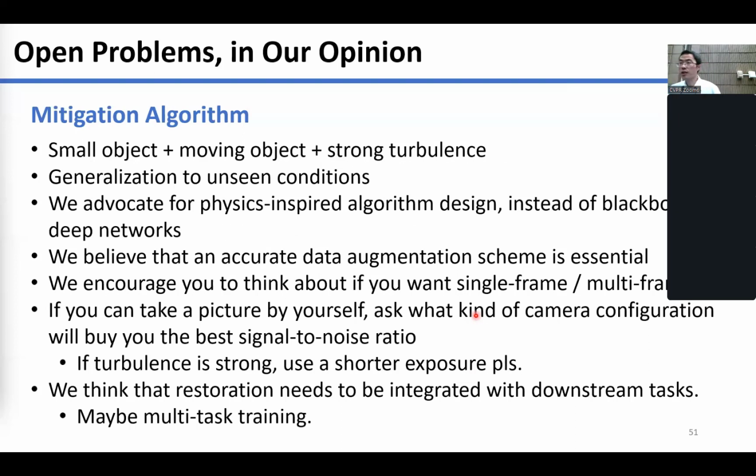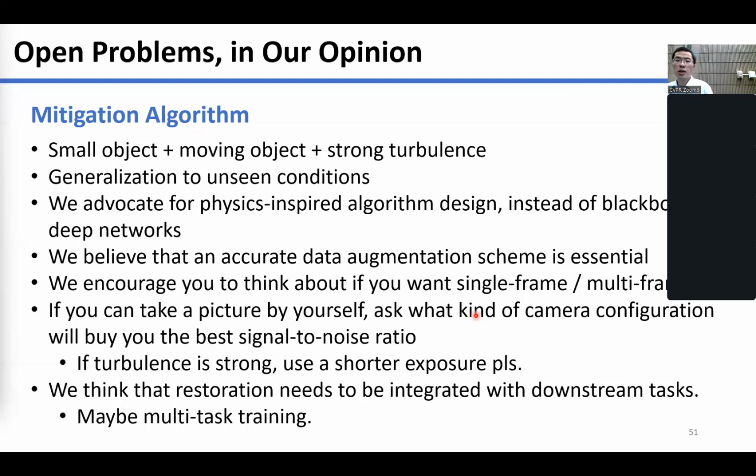Mitigation algorithm, if you are interested in working on this problem, the hard problem is now small objects, moving objects, and strong turbulence. That is the difficult problem. Generalization to unseen conditions, that's the issue. We, the Purdue team, are really advocating for physics-inspired algorithms, but we're open to deep learning approaches, especially those physics-inspired deep learning approaches. I think that has a lot of hope. We believe that accurate data augmentation is essential. From my experience, when you have an appropriate simulator, you can get a lot more from the reconstruction point of view.